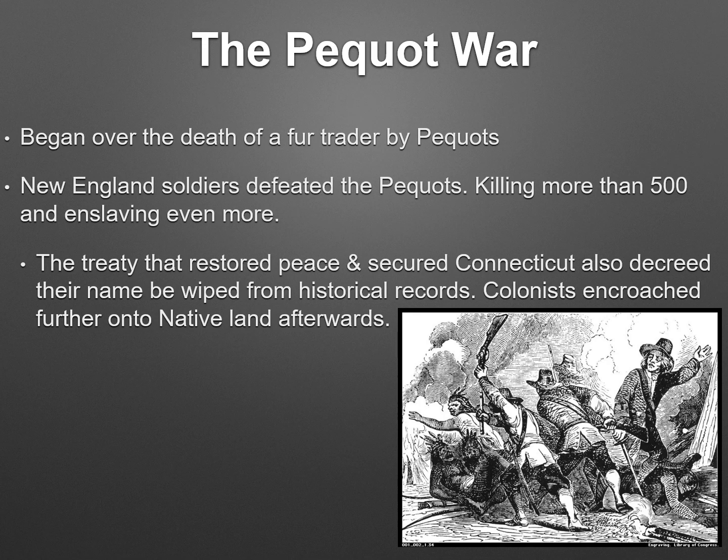The massacre of the Pequots would kill more than 500 Native Americans and enslave even more. The treaty that ultimately ended this and would make Native Americans no longer a threat in Connecticut at all would also decree that the name of the tribe was gone. And this concept was actually absent from history for a while, who the Pequots were. Over time, the colonists just took more and more of the native land and forced them off it.